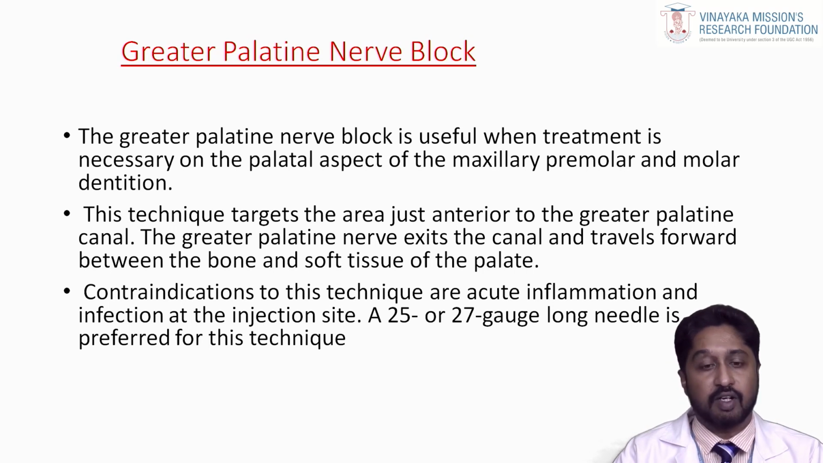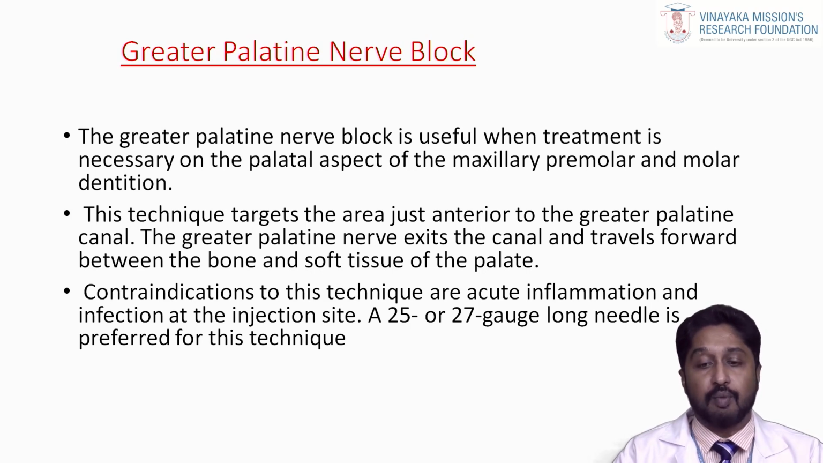On the palatal side, we are first going into the greater palatal nerve block. As I told you, there are totally only 5 nerve blocks that you can give on the maxillary side. So that is 3 on the buccal side and 2 on the palatal side. So the first nerve block that we are going to see on the palatal side is the greater palatal nerve block. That is one of the important nerve blocks that you have to know on the palatal side.